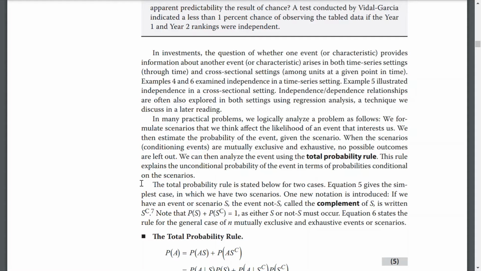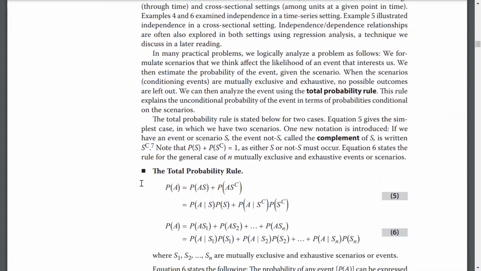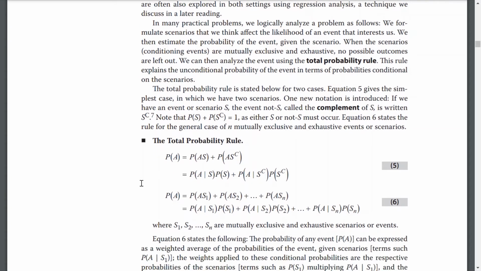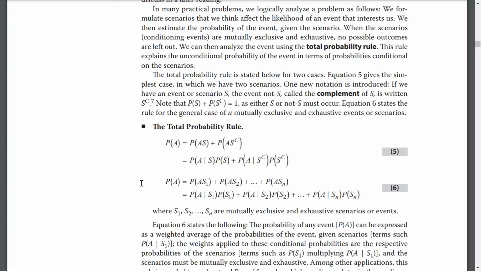In many practical problems, we logically analyze a problem as follows. We formulate scenarios that we think affect the likelihood of an event that interests us. We can estimate the probability of the event given the scenario. When the scenarios or conditional events are mutually exclusive and exhaustive, no possible outcomes are left out. We can then analyze the event using the total probability rule. This rule explains the unconditional probability of the event in terms of probabilities conditional on the scenarios. The total probability rule is stated below for 2 cases. Equation 5 gives the simplest case, in which we have 2 scenarios.